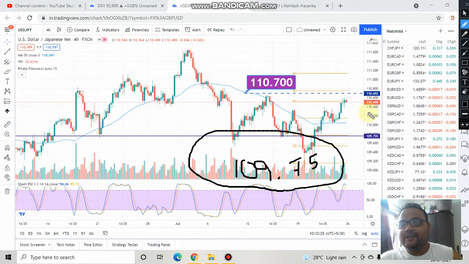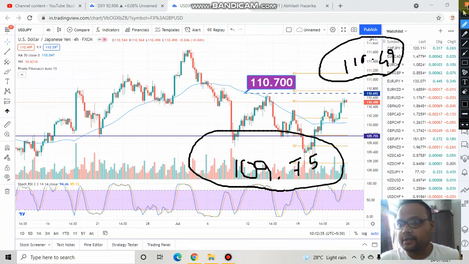Right now it is trading above this line, and we can see that the market is trading at 110.49. This is the current market price, or the last traded price.